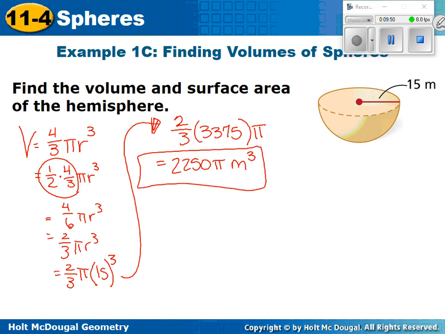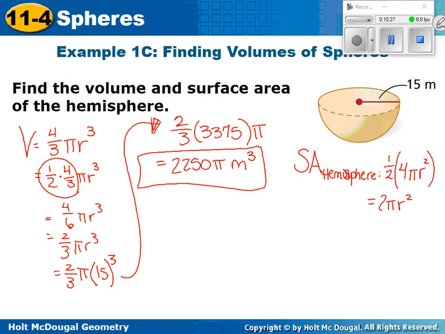Everybody's with me? Okay, so when we do the surface area of a hemisphere, you're going to do half of the sphere. What's the formula for a sphere? 4 pi r squared. Okay? What's half of 4 pi r squared? That's 2 pi r squared. But that's just this bottom part, and we need to add in the area of the circle on the top.